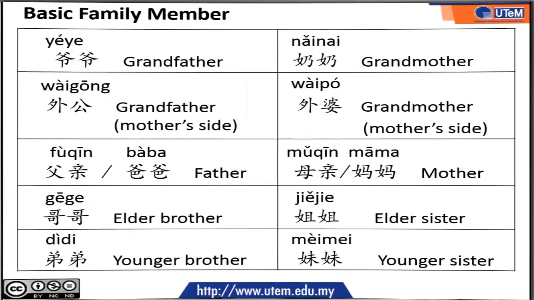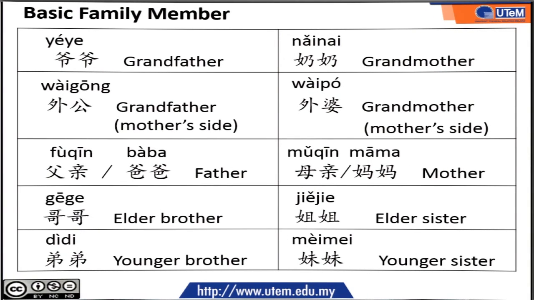We will learn how to address basic family members before we end today's lesson. Here is the list of family members in Mandarin and please read after me. 爷爷 means grandfather. 奶奶 means grandmother. 外公 is also grandfather but is on your mother's side. 外婆 is also grandmother but is on your mother's side.